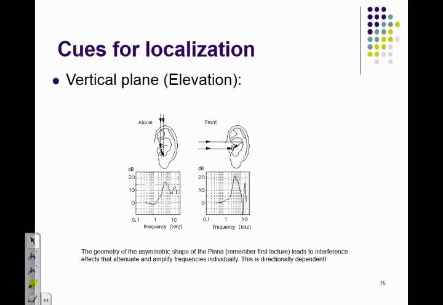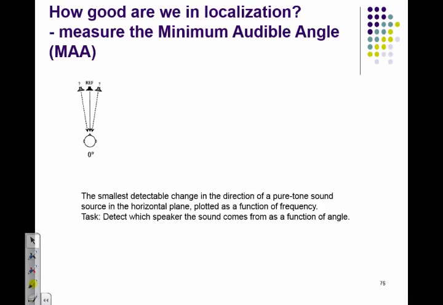These are just two transfer functions from a sound that comes from above and from the front, and you see that they have these characteristic notches depending on where a sound comes from, and this is the theory at least, that these notches are what we're very sensitive for. So depending on where the notches in the spectrum are, we can associate where in the azimuth our sound comes from. How good are we?